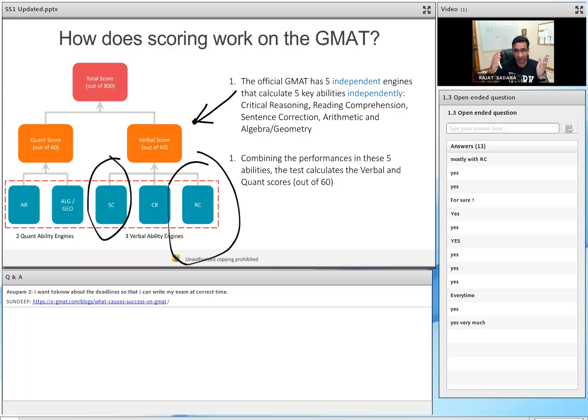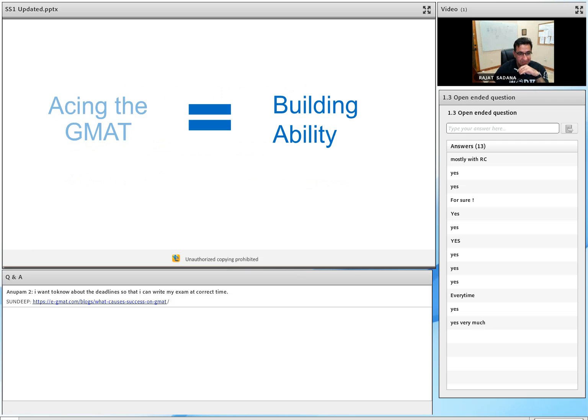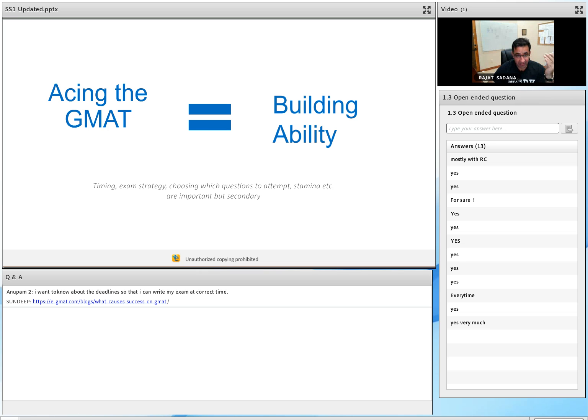So there are 40 ability levels that are in practice in quant, 40 ability levels that are in practice in verbal. And that's why the score is out of 60. Good question, Utkarsh. So it's not 60%, it's a level of ability. That's why that's out of 60. Each of those scores out of 60 has a certain percentile score, which are the true ability levels.